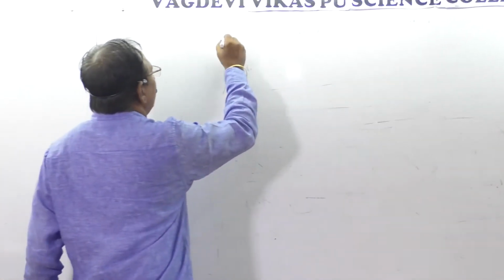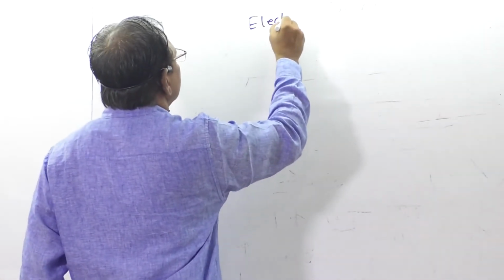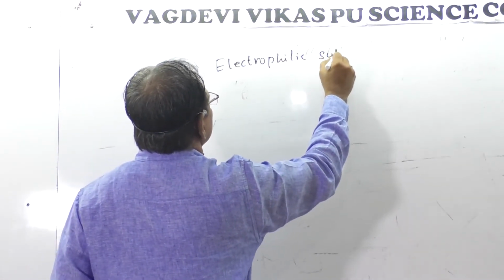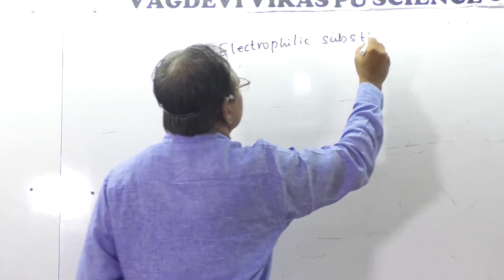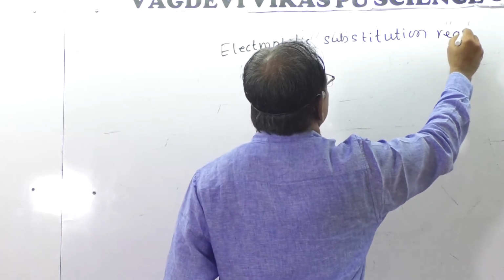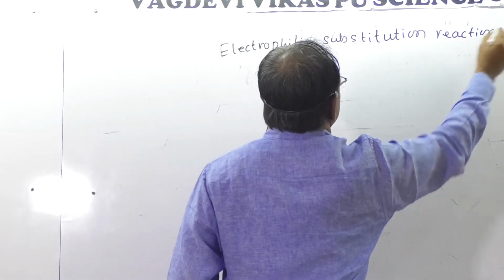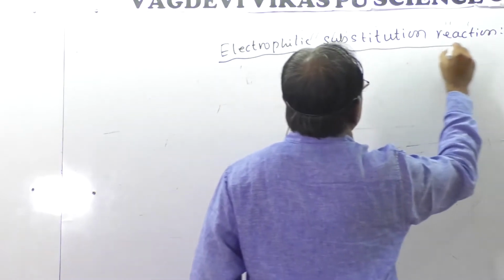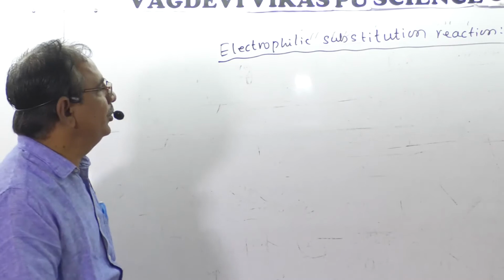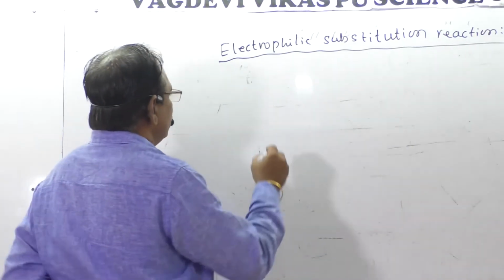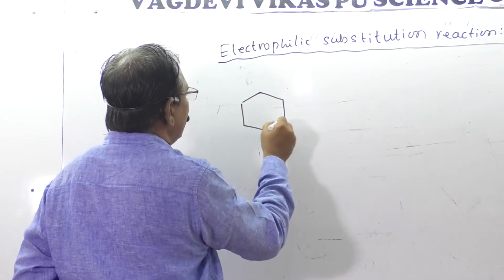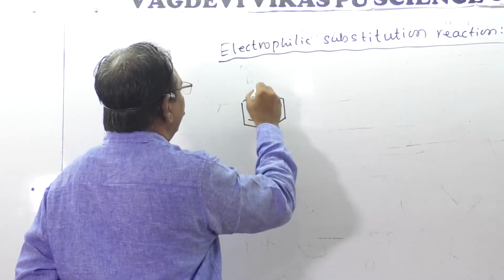Next is electrophilic substitution reaction. That means substitution of electrophiles. So, the resonance stabilized structure of aniline.